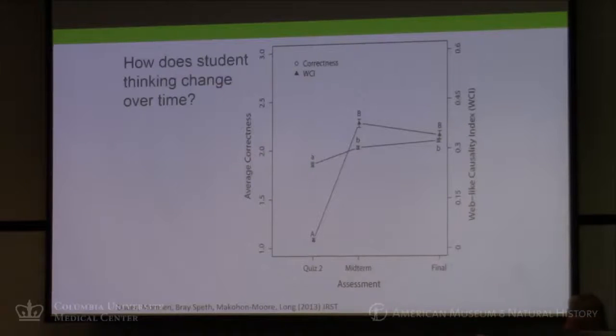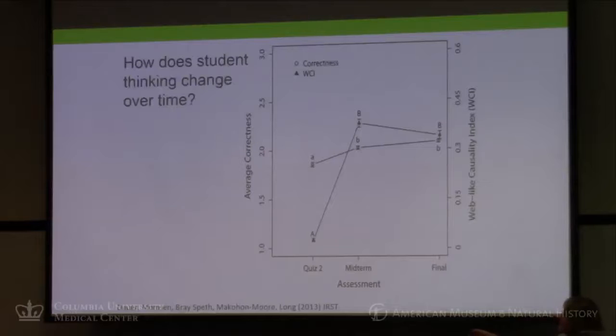So consider in this case that the x-axis is our time axis, and what we see is that correctness does in fact increase significantly in the first part. This is about the first half of the semester. Correctness of models goes up significantly, and it continues to go up, but not in a statistically significant fashion.